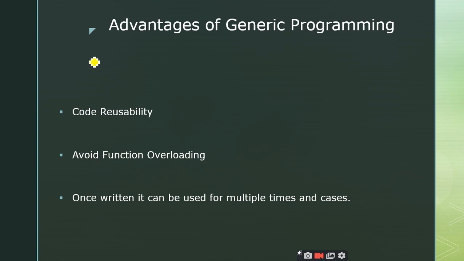And these are the advantages of generic programming we have. Code reusability. So you write a generalized algorithm and you apply it to all the different data types. So you are going to make use or reuse the code which you have defined in the generic algorithm, right? And you can avoid function overloading. There is no concept of function overloading.